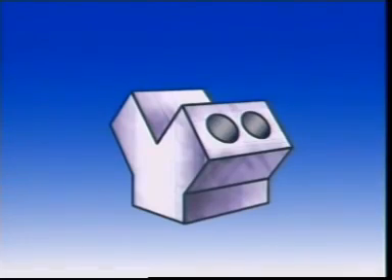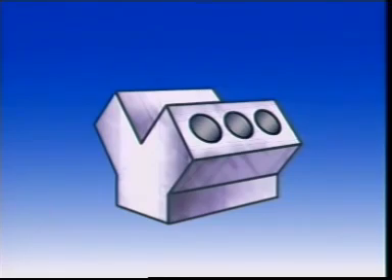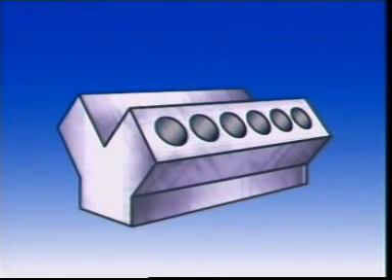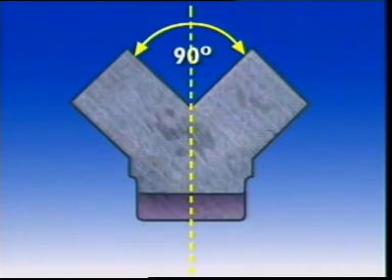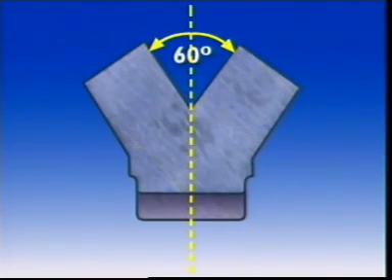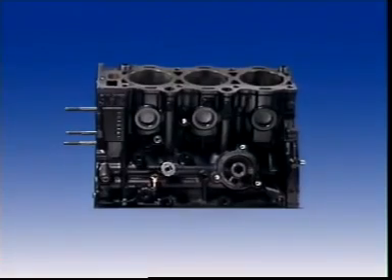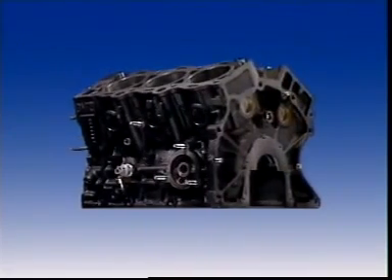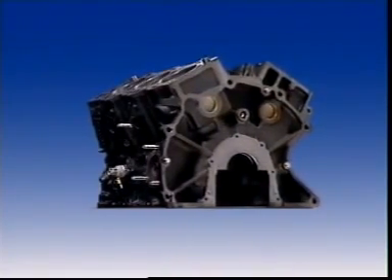In vehicle applications, the number of cylinders can vary, usually from 4 up to 12. Common angles between the banks of cylinders are 90 degrees and 60 degrees. V-type engines are wider than inline engines and may also be lower.